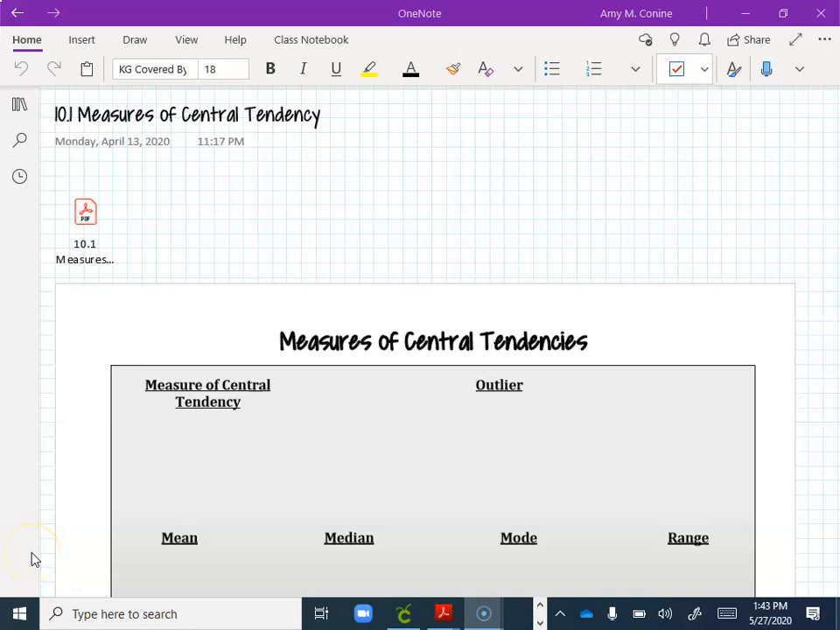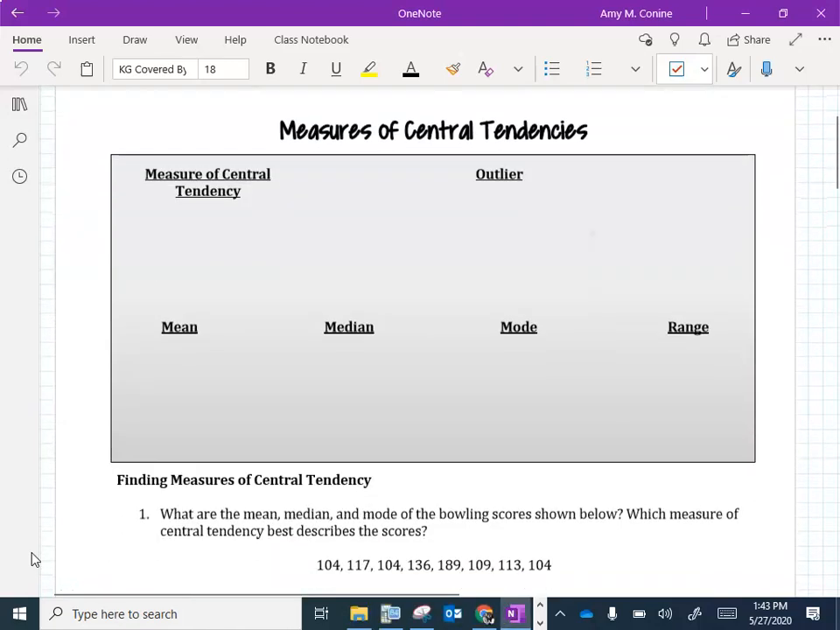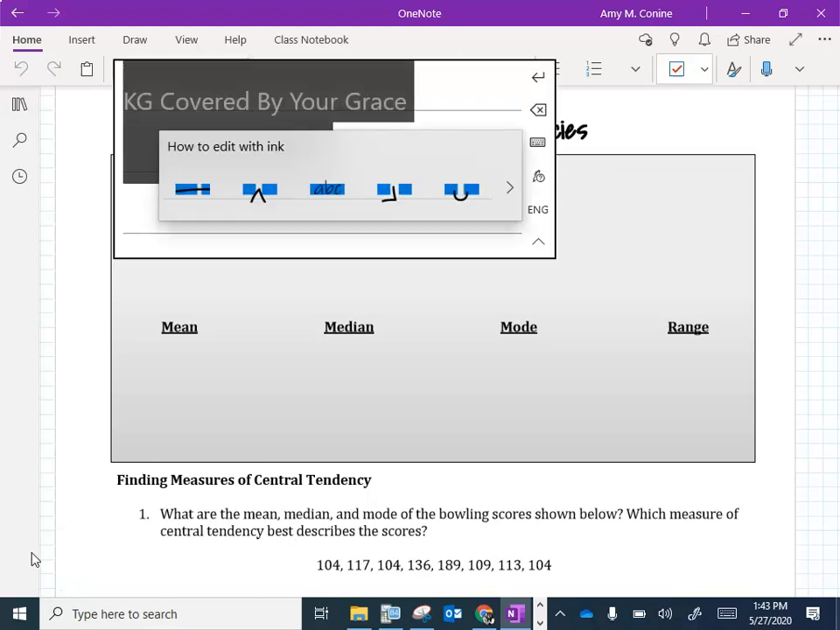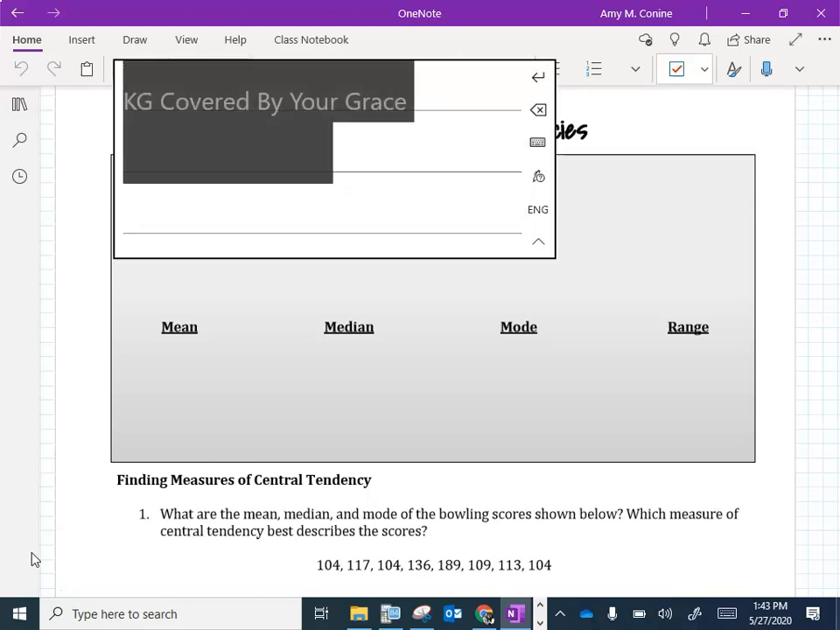Everyone. All right, so we're going to do measures of central tendency. So this is our statistics unit. So section 1 of that is right here. So measures of central tendency. I don't know why that came up.